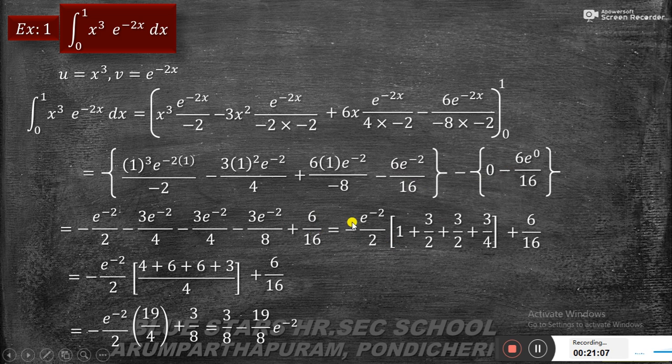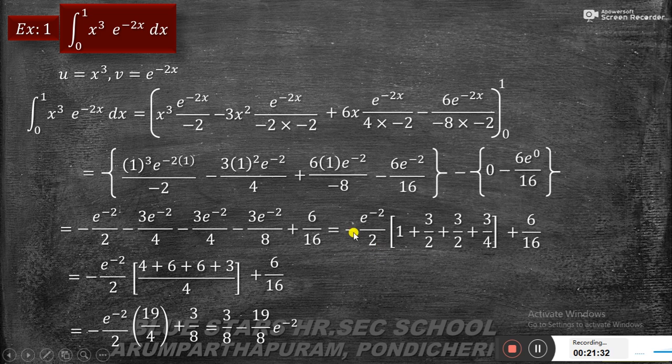So the next step, you see here e power minus 2 is common, so I take outside minus e power minus 2 by 2. I take outside, therefore 1; here e power minus, that means minus e power minus 2 by 2 I take outside. So the remaining terms are 1 plus 3 by 2 plus 3 by 2 plus 3 by 4. Next I write it as 6 by 16.